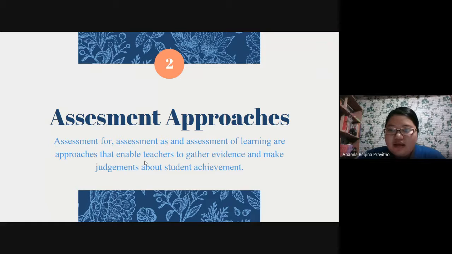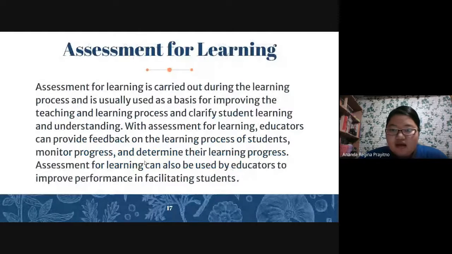These are approaches that enable teachers to gather evidence and make judgments about student achievement. Next, Putra. Okay, for the first is assessment for learning.